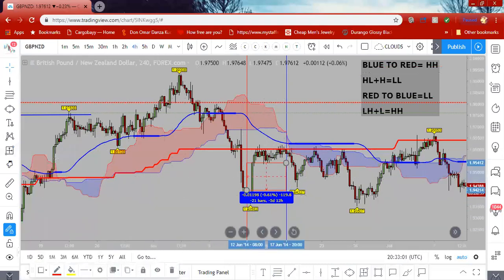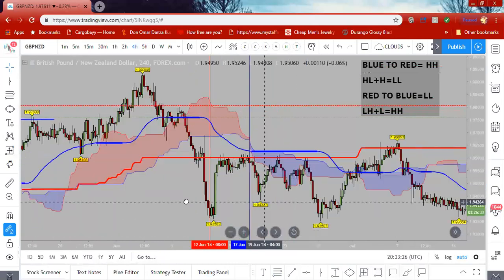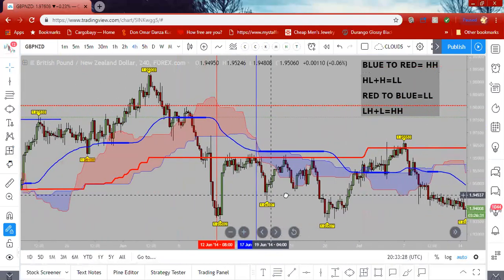I draw this box to let me know my zone that I'm playing with, to get me prepared for the move of the cloud crossover. As you see, we got that red crossover blue, expecting a lower low. In this case, I didn't get that. I got a higher low, which tells me this is going to drop. It did.